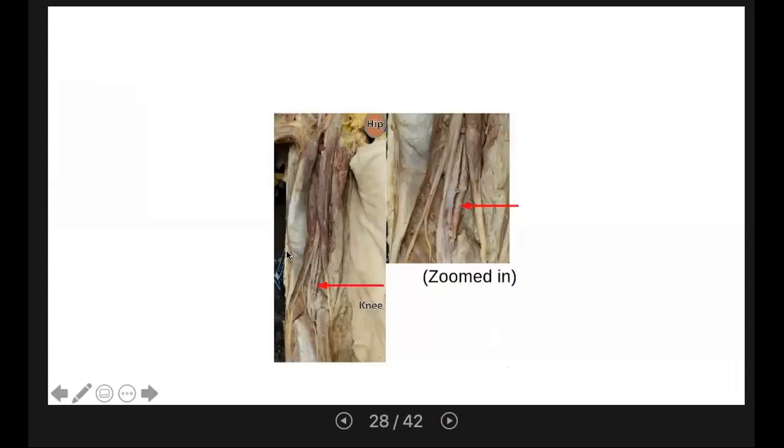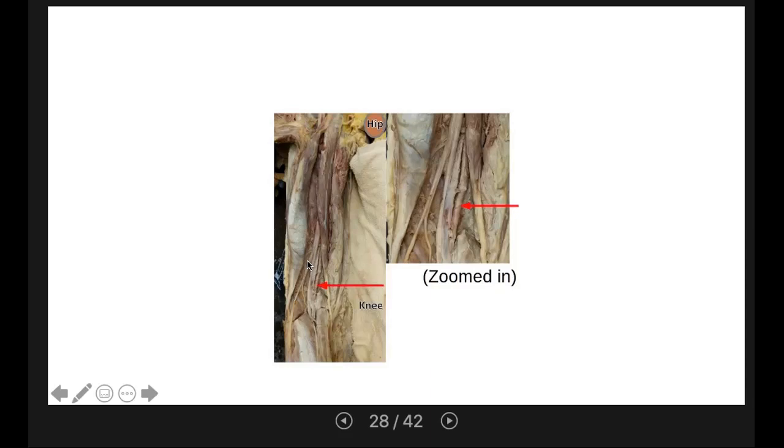So here is our popliteal region, also called the knee region. This is at the back of the knee. We're seeing the medial hamstring muscles here. So this is our semitendinosus with this more prominent tendon, semimembranosus, and then on the lateral aspect, the biceps femoris.